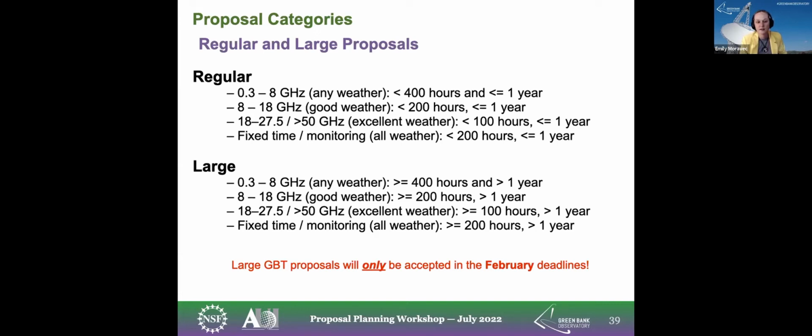It's typically, for lower frequencies, that a large proposal is more than 400 hours, and you need to observe at a cadence over a year. And then at higher frequencies, it's if you need more like 100 hours or more, and again, you need to observe over a year's worth of time. So we have these different regular and large proposal classifications.